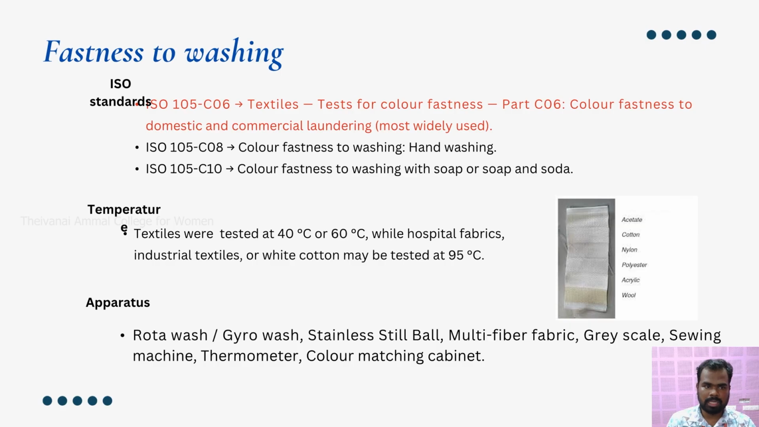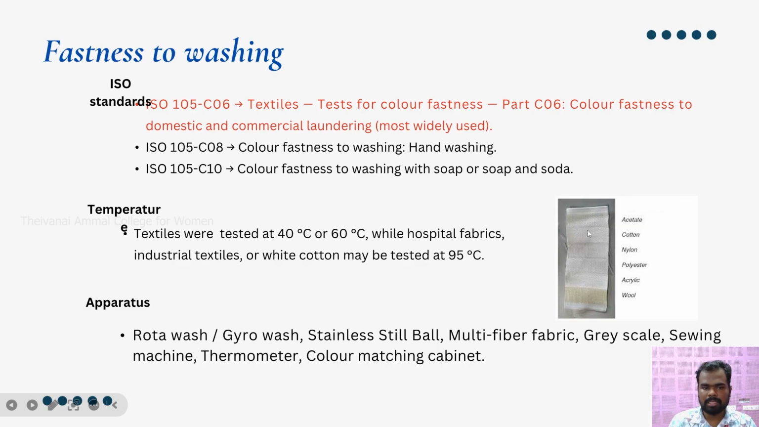So these are the ISO standards for washing fastness. One is ISO 105 textiles, color fastness, part C06. It is mostly used for domestic and commercial laundering of our materials. The next ones are ISO 105 C08 and C10. These use hand wash and washing soap or soda methods, using soap or soda content. Here you can see acetate, cotton, nylon, polyester, and acrylic wool. In the laboratory method, this is known as the multi-fiber.